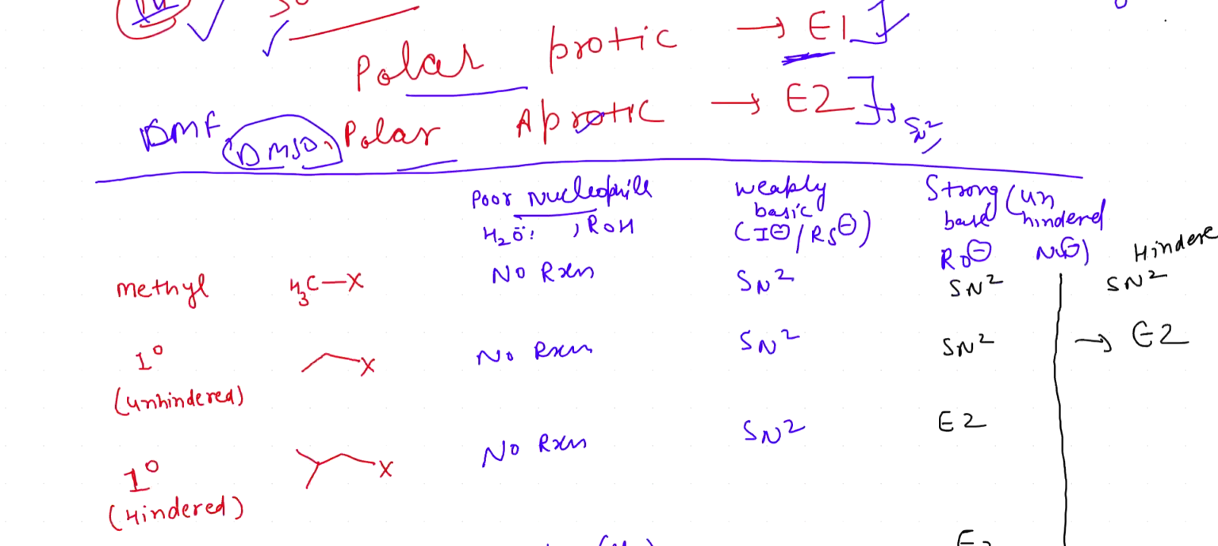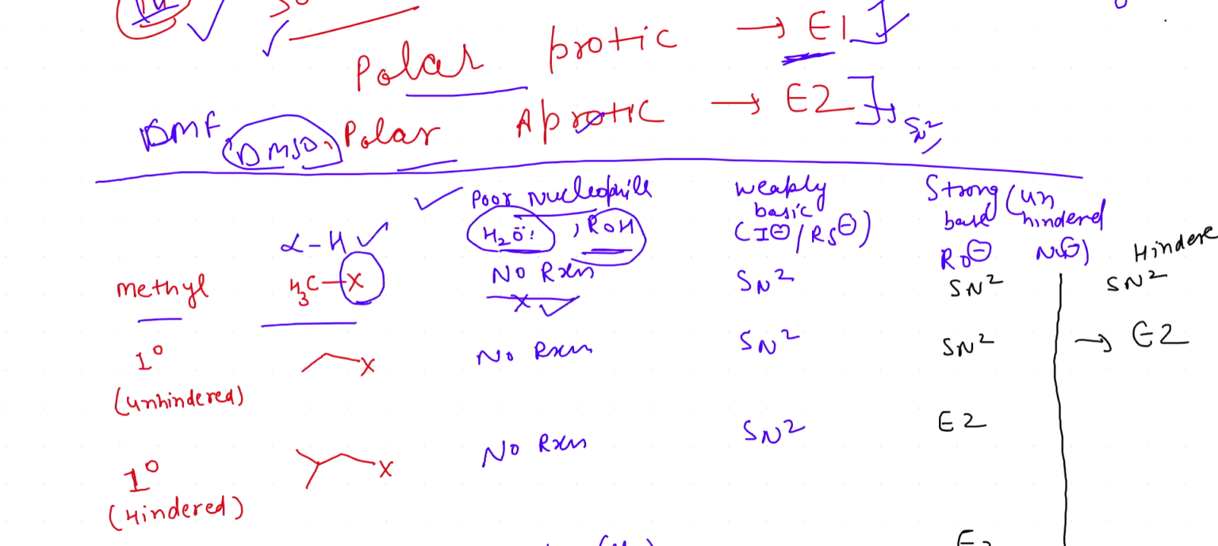So I have summarized all the factors here, how these affect the mechanisms. If we have been using methyl halide here and in the presence of poor nucleophile H2O or ROH, then it does not undergo any kind of reaction, either substitution or elimination. Substitution does not occur because the nucleophile is poor, it cannot replace this halide group, and it also cannot undergo elimination because there is no alpha hydrogen. So this is the case here.